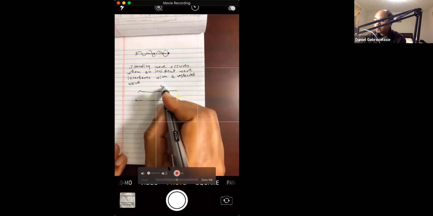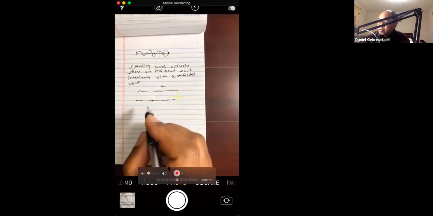Let's say this distance over here is L. Let's say this distance over here is X. Let's say the 2 waves meet over here. So you've got a wave coming directly over here. So this wave will travel a distance of X by the time it reaches this point over here.